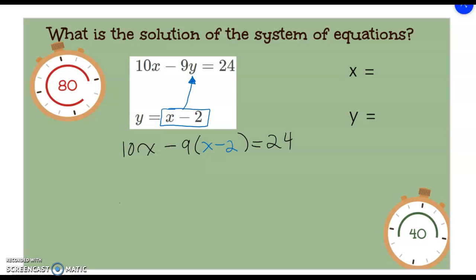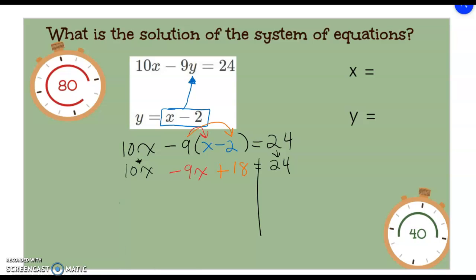So now I'm going to distribute. I'm going to take this 9 and multiply by the x. 9 times x is 9x. I didn't do anything to this 10x, so I'm just going to bring it straight down. And don't forget, you have to multiply the 9 by the negative 2 as well. Everything in the parentheses needs to be multiplied. So negative times a negative is a positive. 9 times 2 is 18. And I didn't do anything to this 24, so I'm going to bring it straight down.